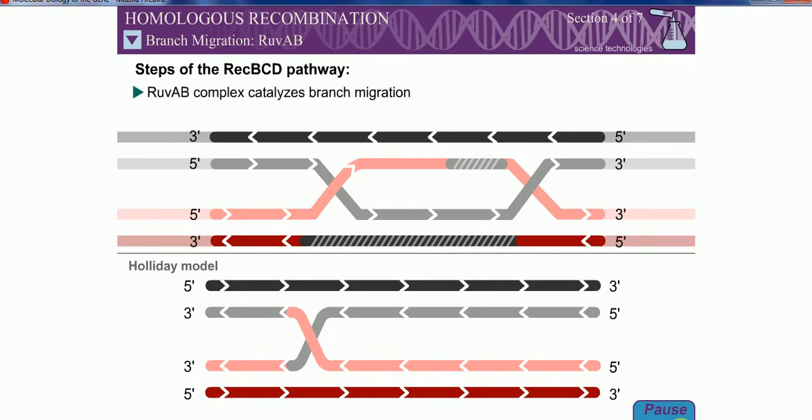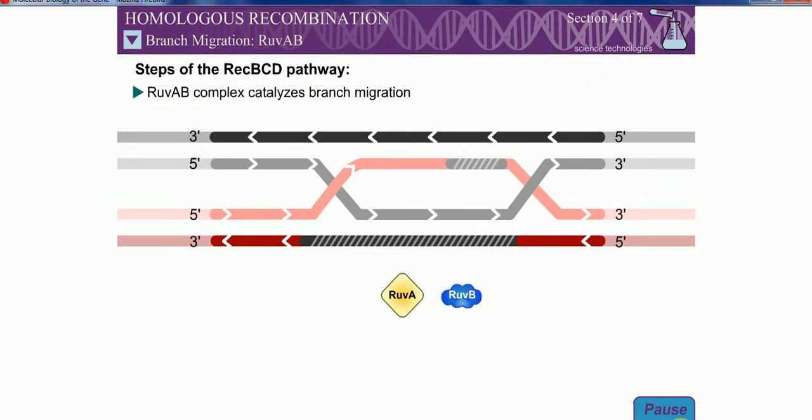The next step of the RecBCD pathway is branch migration. This step is similar to that of the Holliday model, except it can involve 2 Holliday junctions instead of just 1. In the RecBCD pathway, this step is catalyzed by 2 proteins, RuvA and RuvB, which form RuvAB complexes at Holliday junctions.